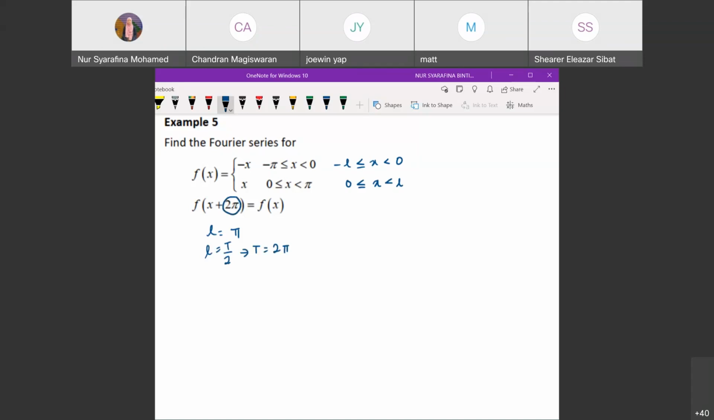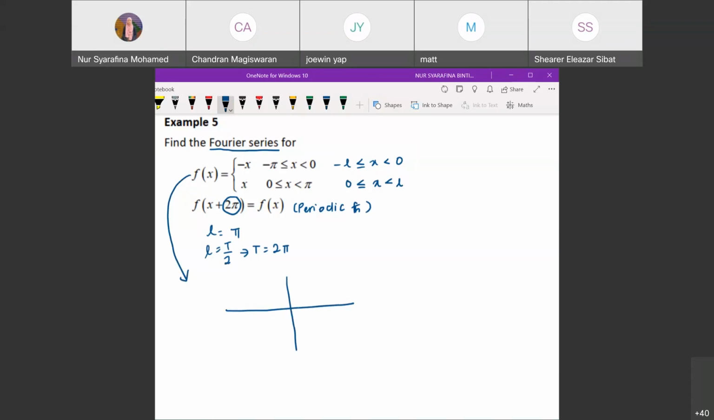And you know that when f(x + T) equals f(x) and T equals 2 pi, f(x + 2 pi) equals f(x). So this is a periodic function. And since this is a periodic function, we can find the Fourier series. Okay, so now, understanding the type of function here. So try to plot this. What is the type of this f(x)? Is it even or odd? Because we have a piecewise function here, the easiest way is to plot.